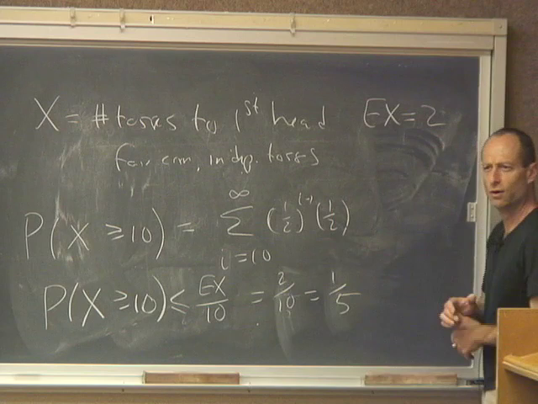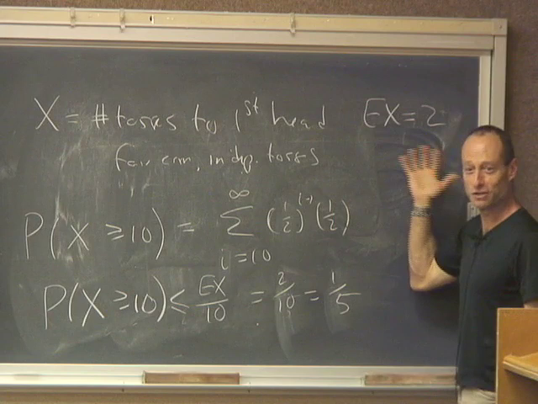All right, because the number of tosses can't be negative. The probability that it takes a positive number of tosses is 1. This is a non-negative random variable. Okay? This is going to be a good bound.